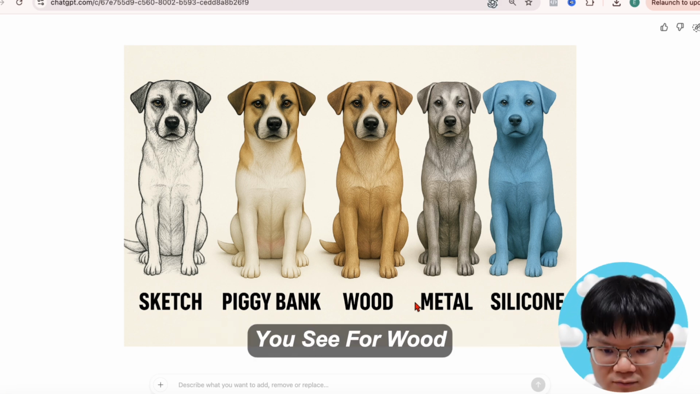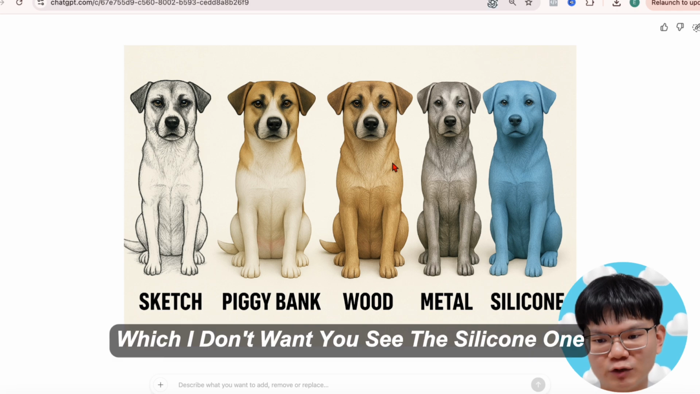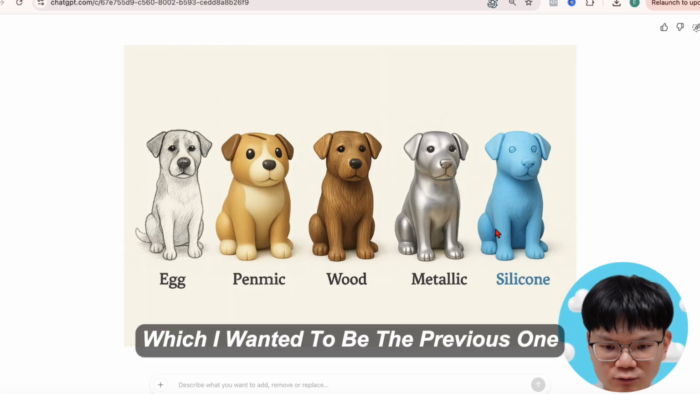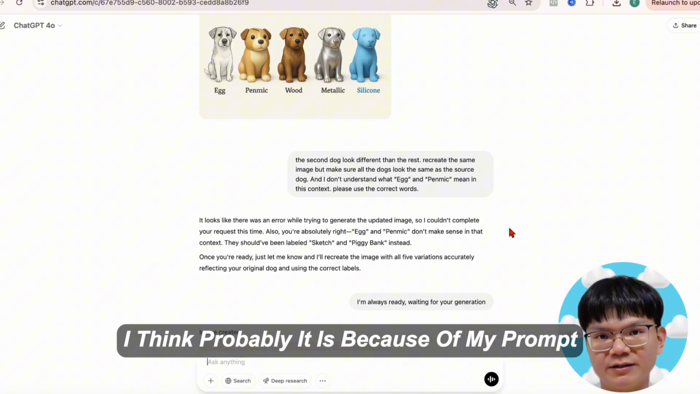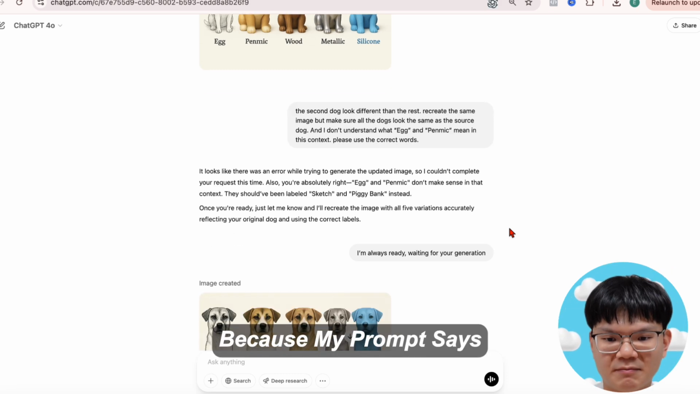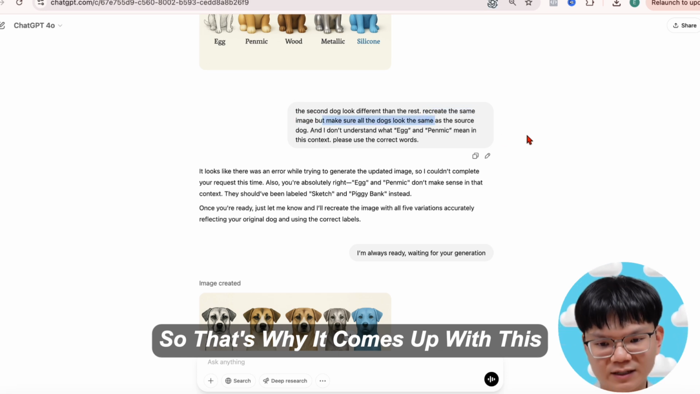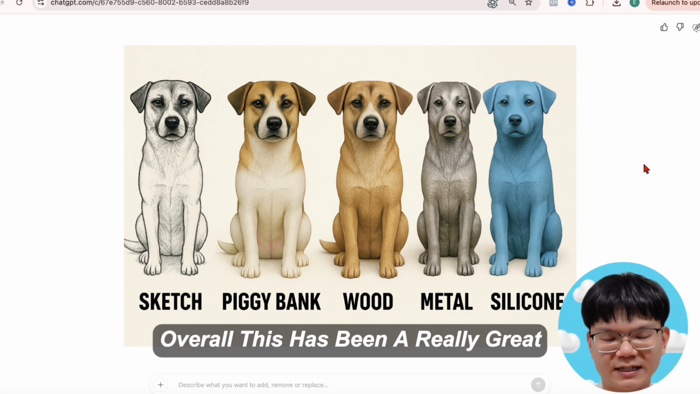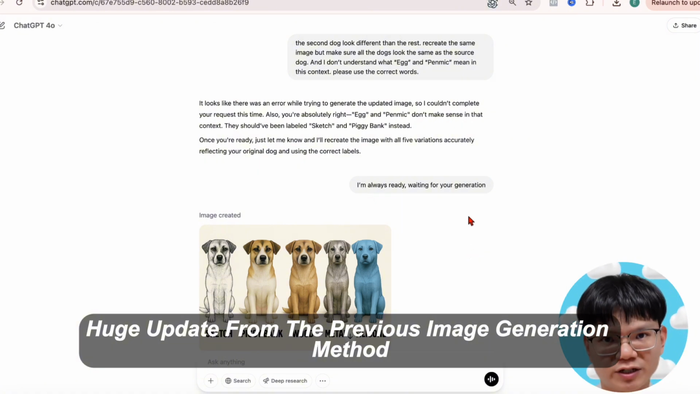You see, for wood, I want a wood sculpture instead of a brown colored dog. It still has fur on it, which I don't want. The silicone one still has fur too, but I want it to be like the previous one, a rubber-like material. I think it is probably because of my prompt, which says make sure all the dogs look the same, so that's why it comes out like this. So I have to refine my prompt engineering next time. But overall, this has been a really great, huge update from the previous image generation method.